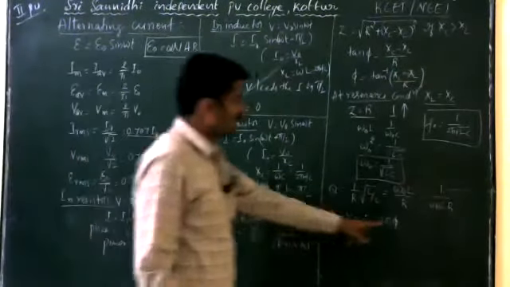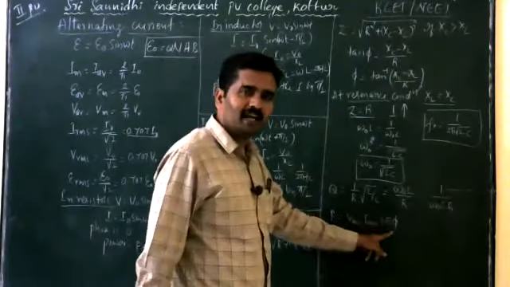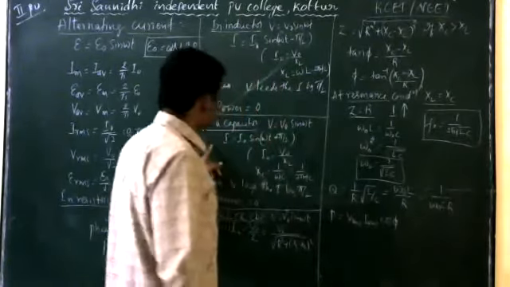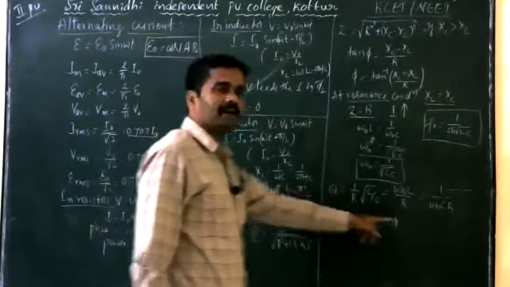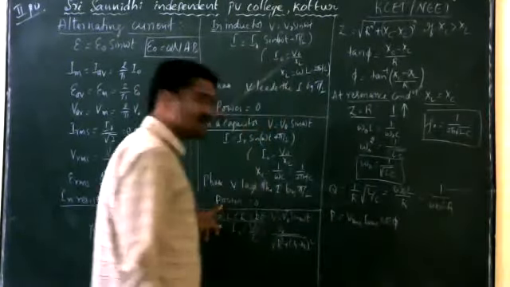If the phase angle in an inductor is pi by 2, cos pi by 2 will be 0, so the power dissipation is also 0. In a capacitor, if the phase angle is pi by 2, cos pi by 2 is also 0, so the power dissipation is also 0.